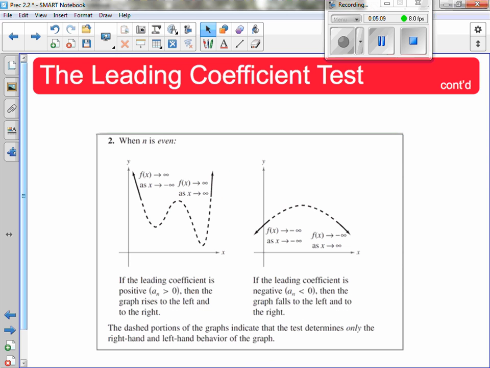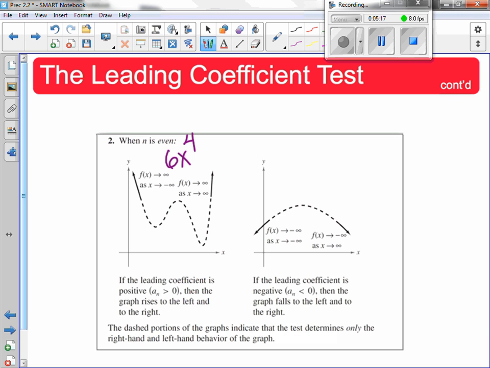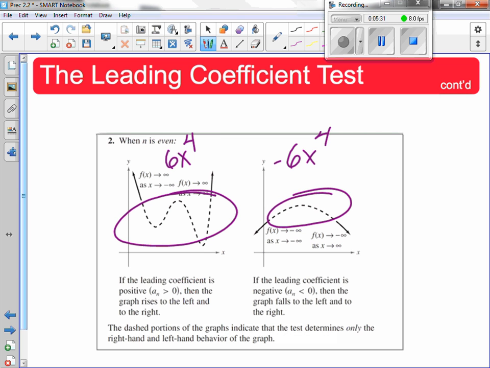Now with even degrees, say 6x to the fourth, the graph rises to the left and right. It's going to go in the same direction. If it's even and positive, it's going up. If it's even and negative, it's going down. If you notice on the other one too, they have this here in the middle. That's really saying anything could be happening between these points, but eventually at some point it's going to go up and up both ways. And so it's going to do a whole lot of stuff here in the middle, but eventually it's going to go down and down on both sides.